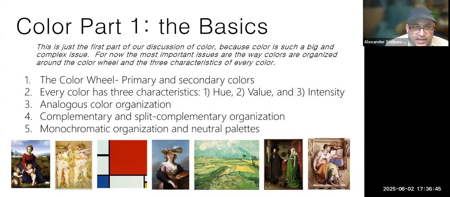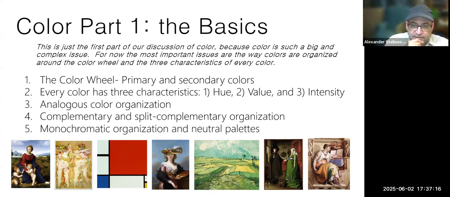Okay, so you can see the main parts here that we're going to be covering, and some of the most important things that you're going to need to know are the definitions of things like what is primary and secondary color, what is an analogous color relationship, what is a complementary or split complementary organization. When we say one color is the complement of another color, what do we mean by that?